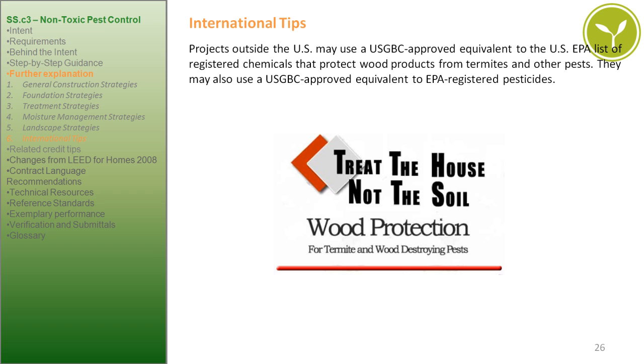International tips. Projects outside the U.S. may use a USGBC approved equivalent to the U.S. EPA list of registered chemicals that protect wood products from termites and other pests. They may also use a USGBC approved equivalent to EPA registered pesticides.